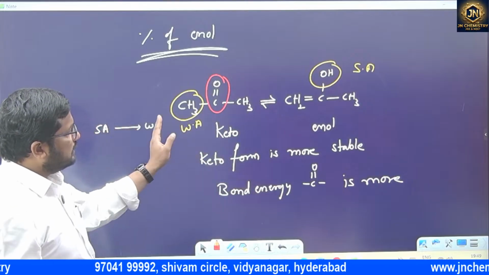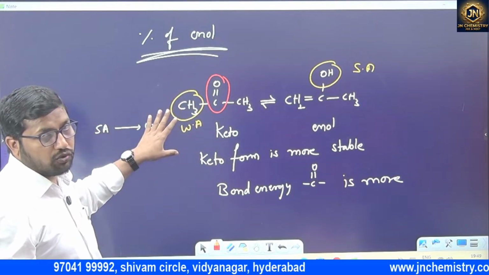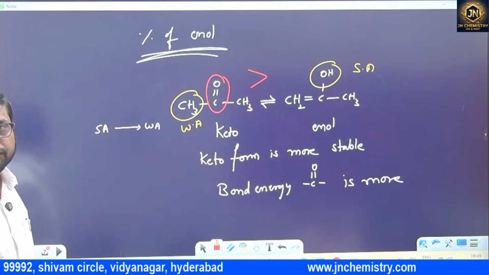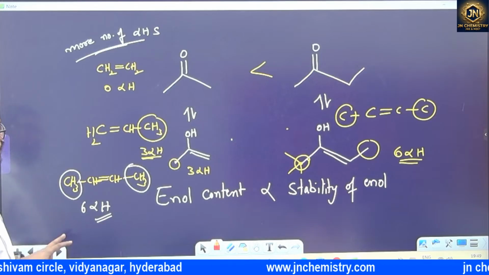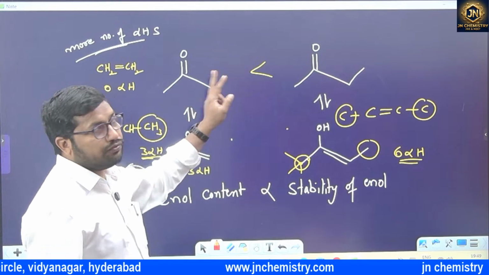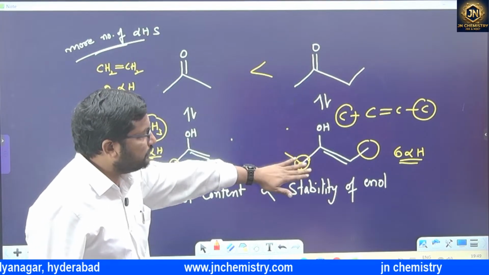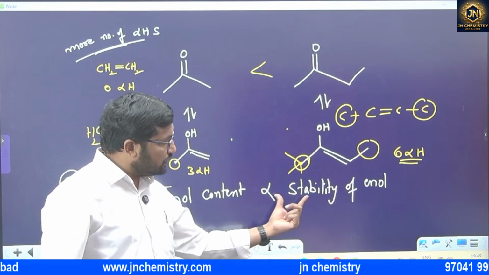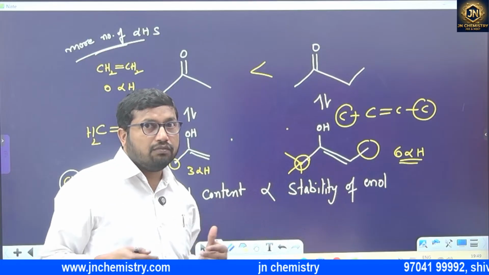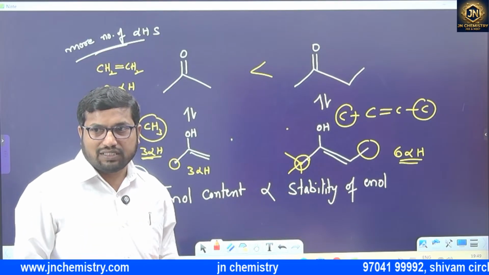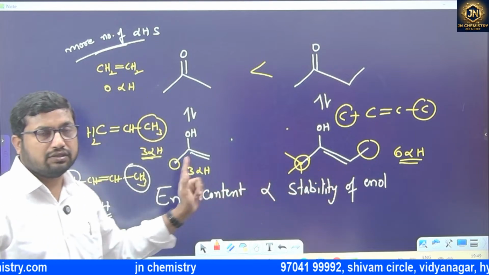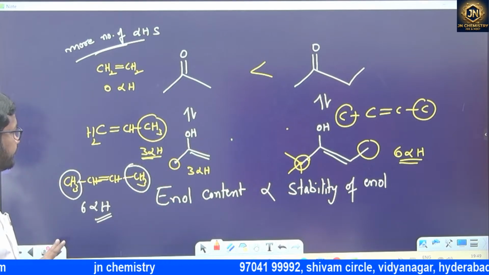So that's the reason, right? Here the keto form is more stable than the enol form. In these cases, to decide whether the keto form or the enol form is more stable, first we need to see the enol form. Enol content is directly proportional to the stability of the enol. More stable enol means more enol content. In this case, there are more alpha hydrogens, so that is more stable.